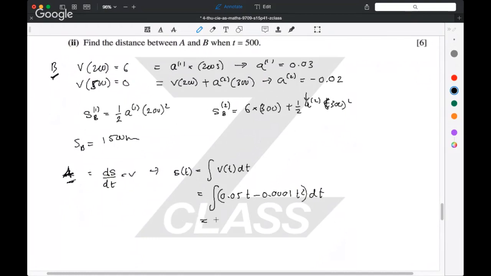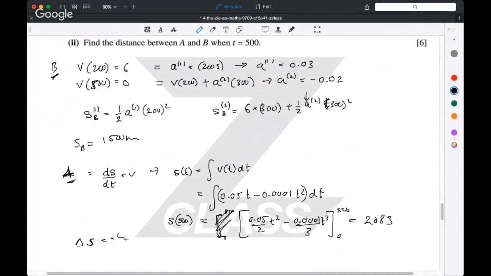So let's talk about the one at 500 seconds. It's going to be the integral from 0 to 500, and I'm going to integrate this. So it's going to be 0.05 over 2 t squared minus 0.0001 over 3 t cubed, all evaluated between 0 and 500. And you'll find that this is 20883. And then delta S, the difference between them, you can easily get.